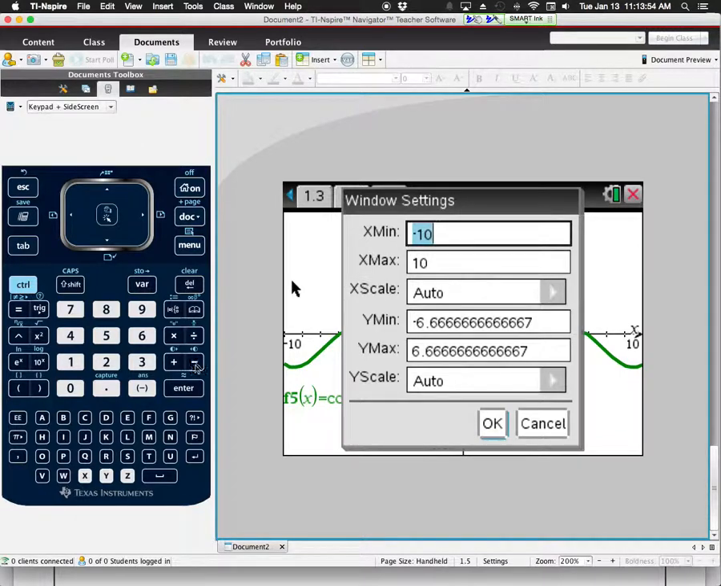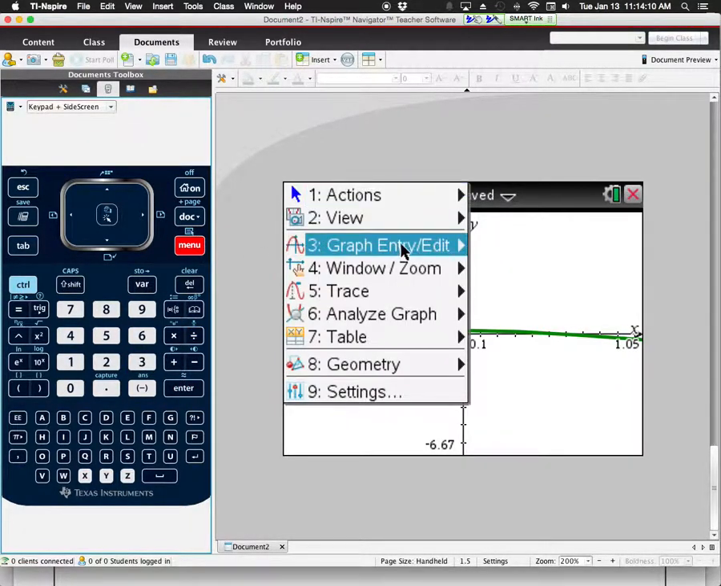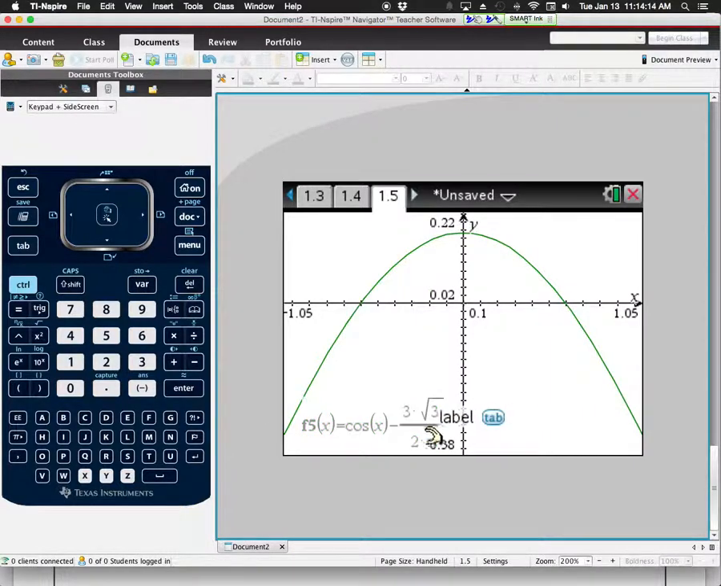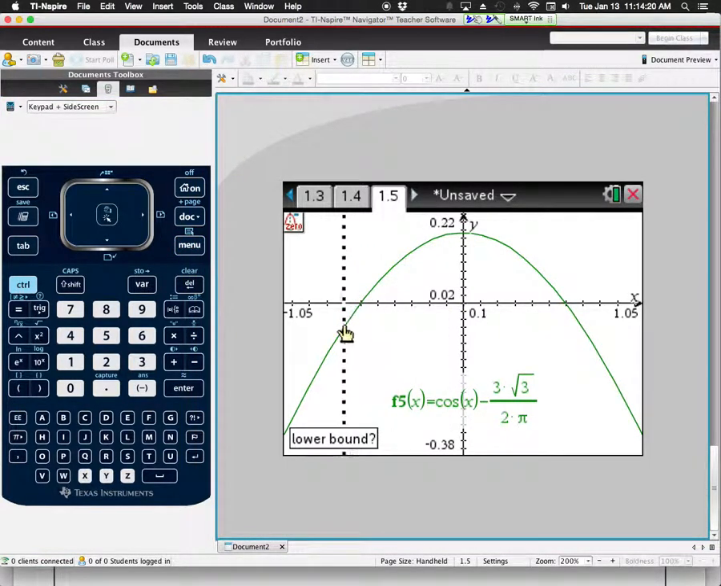Negative pi over 3. Negative pi divided by 3. Press enter, menu, window, and fit. Okay, so we see there are 2 of them. So I'm going to go menu, analyze graph, zero here and here.